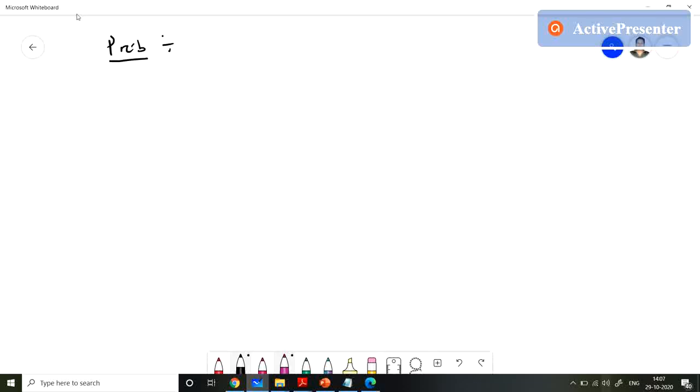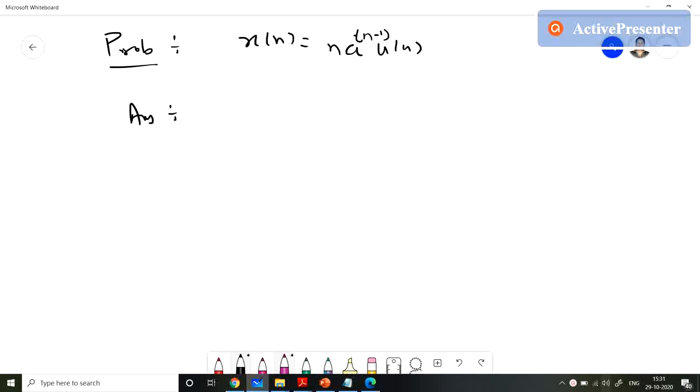Let us solve another problem. The problem is we have x[n] equal to n a raised to the power n minus 1 u[n]. We need to find the z transform of this signal.